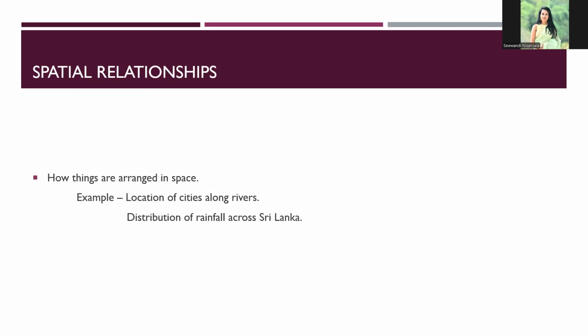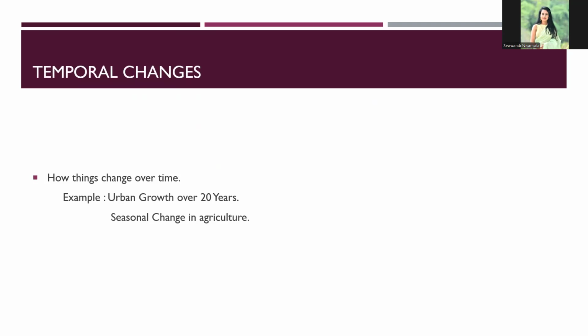So that's the example in the spatial variations, spatial relationships. And the other one is temporal changes. This means changes over time.